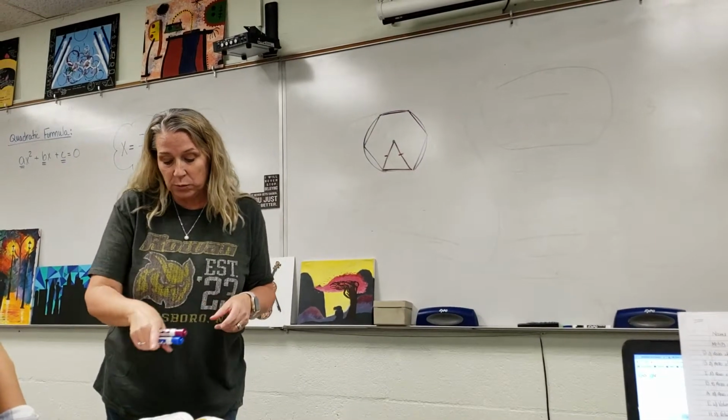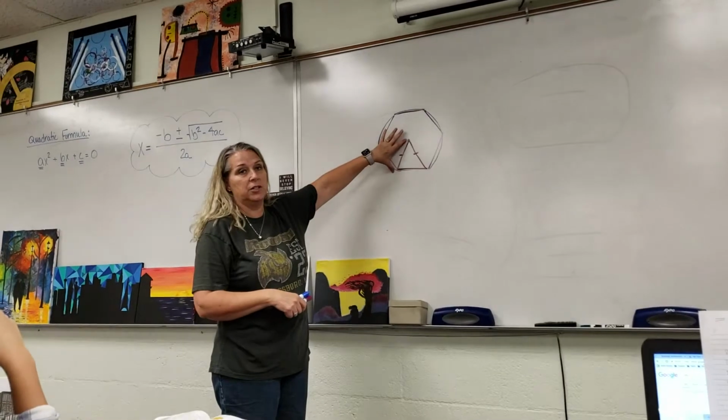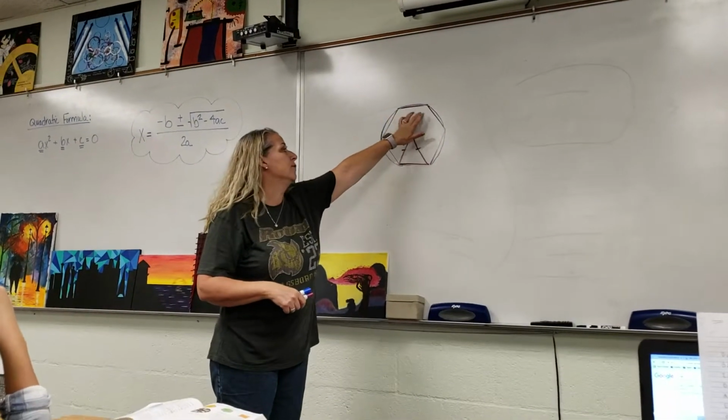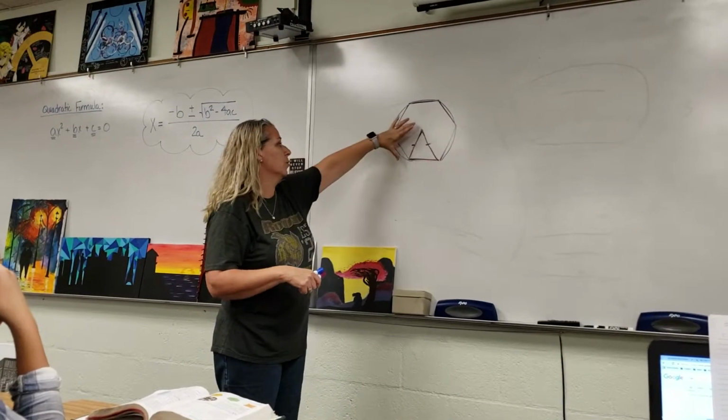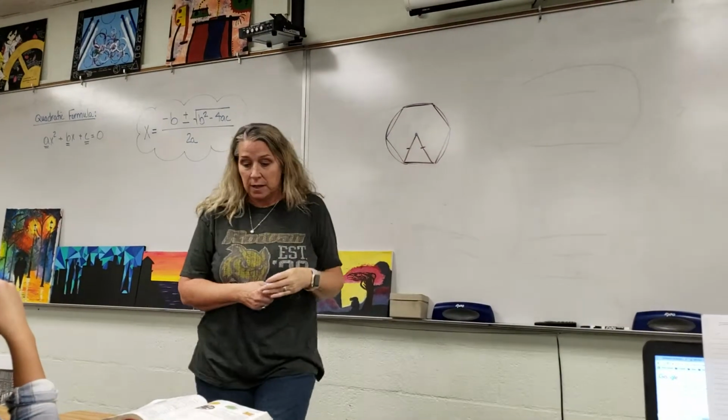The radius is a radius of the circle, so from the center to a point that touches the circle. But since every vertex touches the circle, the radius is from the center to any vertex. That's going to be called a radius.